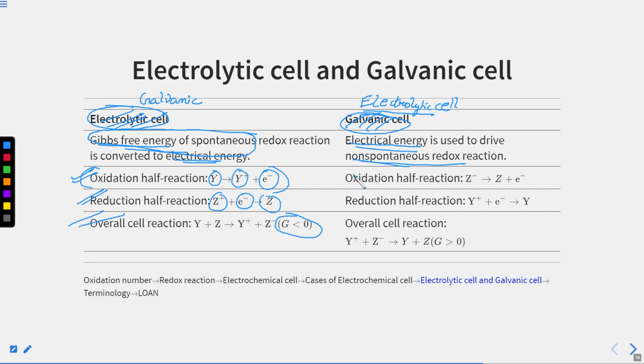When we are talking about the electrolytic cell, similarly we will do just the opposite thing. Z minus will give Z and an electron, and Y plus will combine with an electron and give Y. So the opposite reaction will happen, and the overall reaction will be Y plus and Z minus giving Y and Z. In this direction, the reaction is non-spontaneous because Gibbs free energy is greater than 0, or positive. In this case, we are converting electrical energy into Gibbs free energy that can drive our non-spontaneous redox reaction.